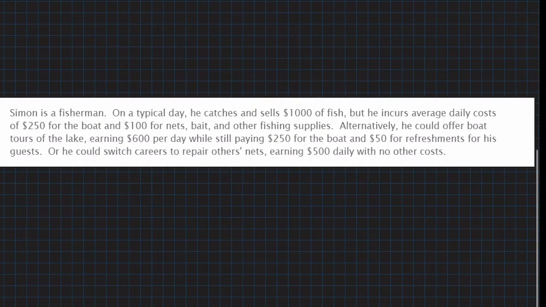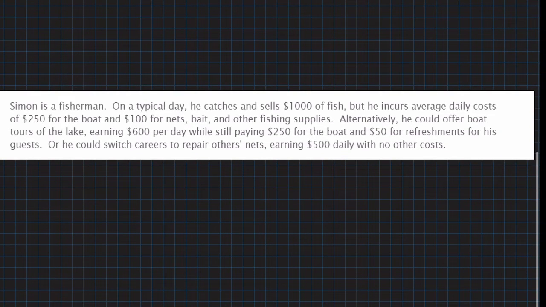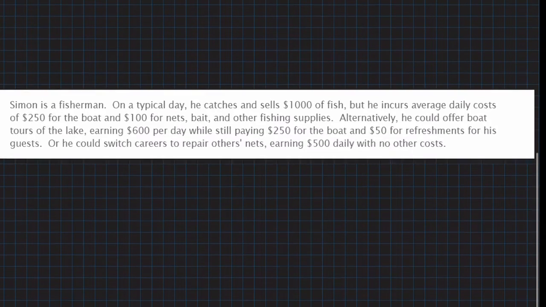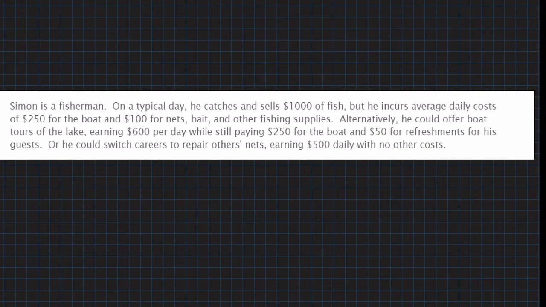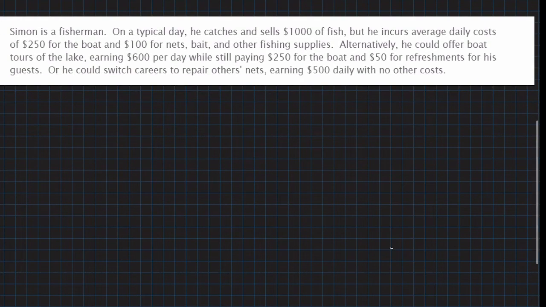So here we have a problem, and it talks a little bit about Simon. Okay, so Simon is a fisherman. On a typical day, he catches and sells $1,000 of fish, but he incurs average daily costs of $250 for the boat, $100 for nets, bait, and other fishing supplies. Alternatively, he could offer boat tours, or he could repair other nets. So basically what we see here is Simon has three options. Pretty common.